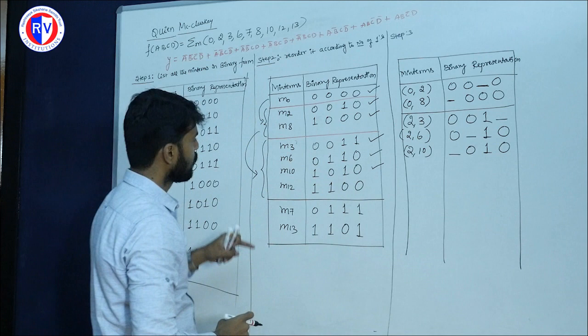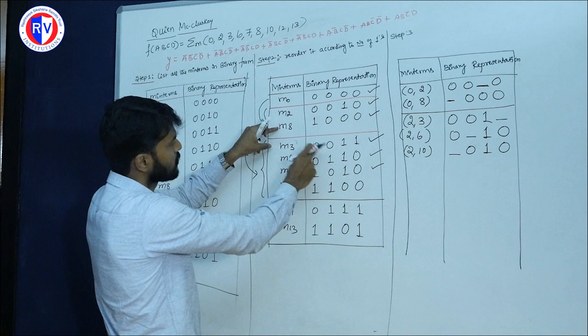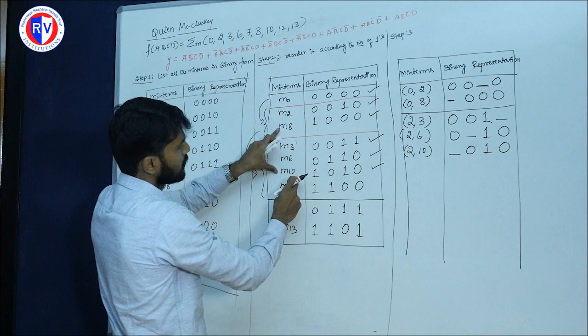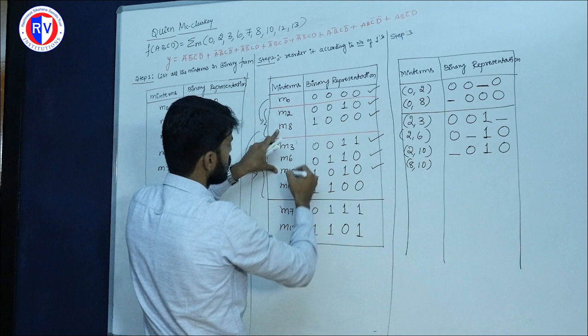Now we need to compare 8 with all this. How we did for 2, similarly, for 8 also we need to do. 8 and 3, we need to compare. Is there 1 bit change? No, more than 1 bit change is there. 8 and 6, yes, again more than 1 bit change is there. Again 8 and 10, only 1 bit change is there. So we can take 8 comma 10. 8 comma 10, the tick mark is already there, no need to put tick mark once again. 8, 10, what is 1, 0, dash 0.